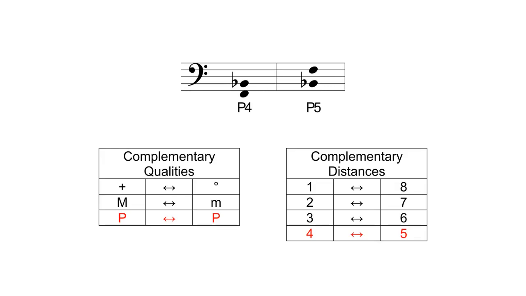To identify an interval and its complement, first find the complement by transposing the bottom note up an octave or by transposing the top note down an octave. Then identify one of the intervals. The complement will have a complementary quality and distance according to the tables.